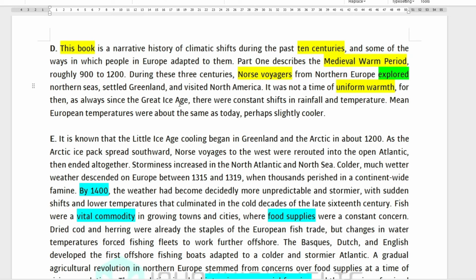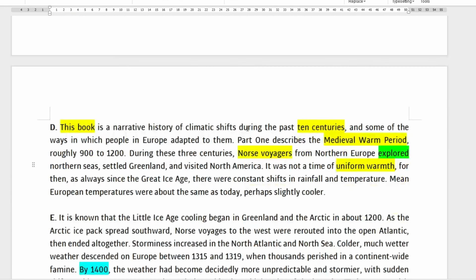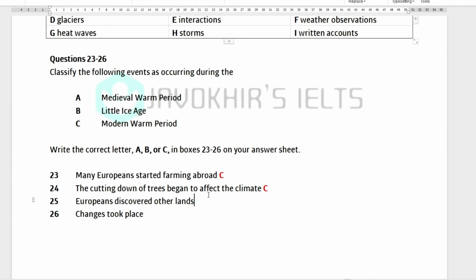As always, since the great ice age, there was constant shift in rainfall and temperature. Okay, where does it exactly mention that? This book is a narrative of climatic shifts during the past 10 centuries. So once again, during the past centuries, we don't want to waste time. We know that the past 10 centuries is talking about the medieval warm period instead of modern. So we want to put A there.